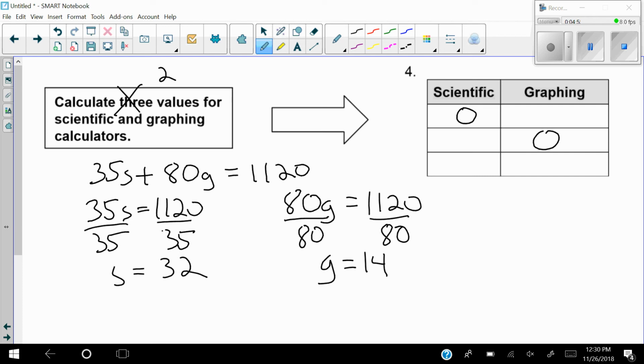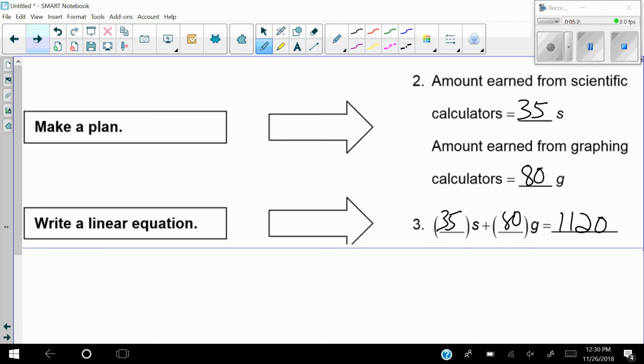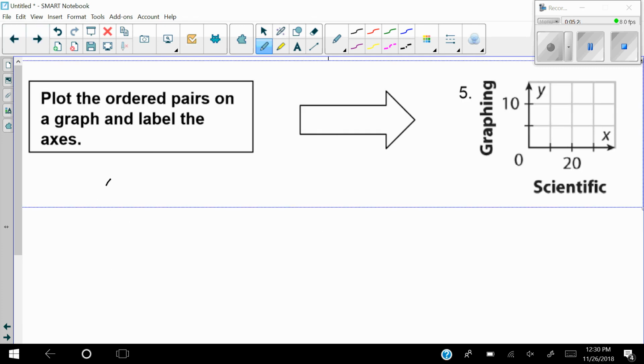All right, so with the scientific calculators, you're going to end up with 32 when you have zero graphing. And with the graphing calculators and zero scientific, you're going to have 14. And it makes sense. You're going to need to sell more scientific calculators than graphing calculators to get the 1,120. Now we're going to use these 2 points, 0, 14 and 32, 0 to graph.